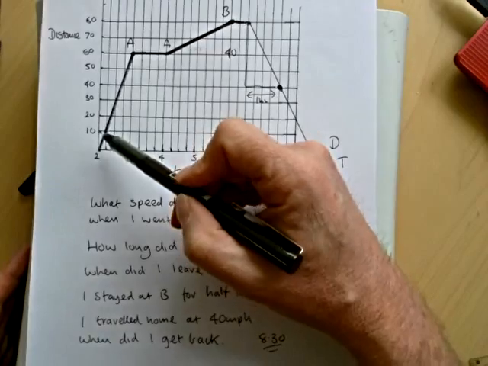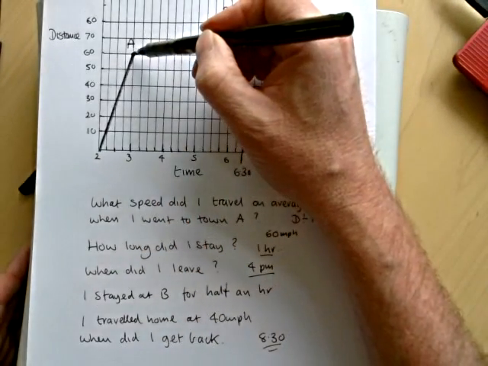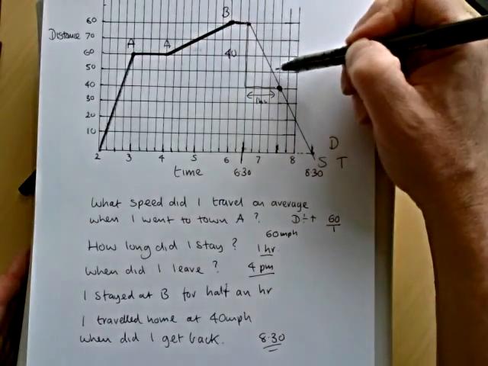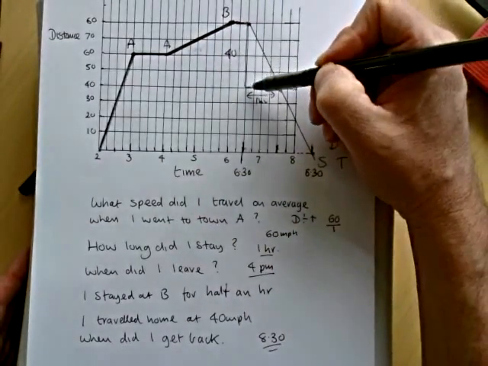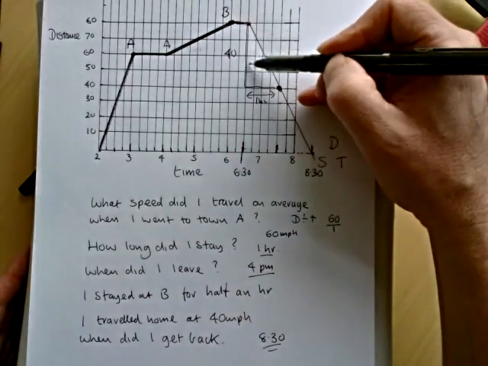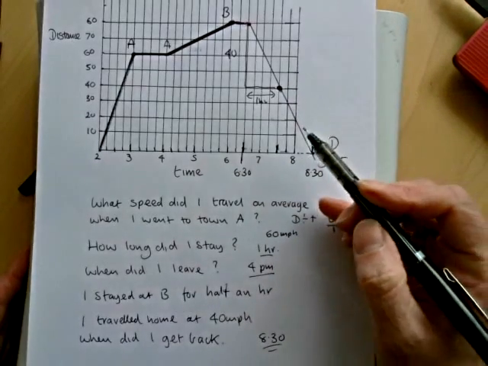Alright, so to get speeds, it's distance divided by time. When we are flat, we're staying at a place, and then if we're told we're coming back at a speed, we're coming back at 40 miles per hour, we're coming back to where we set off from, so come down 40, go across an hour.